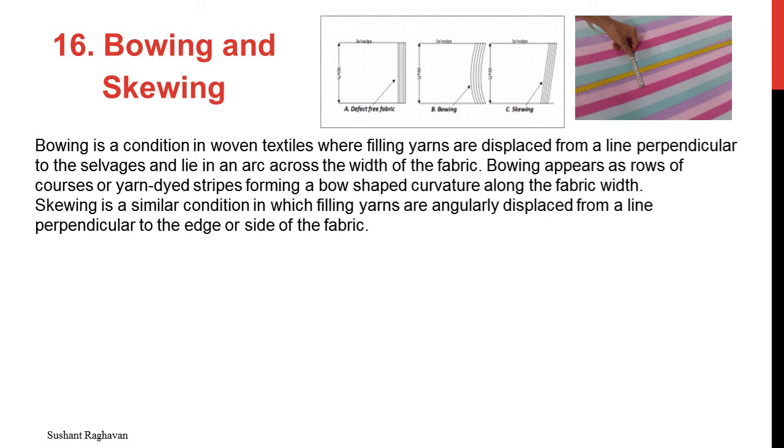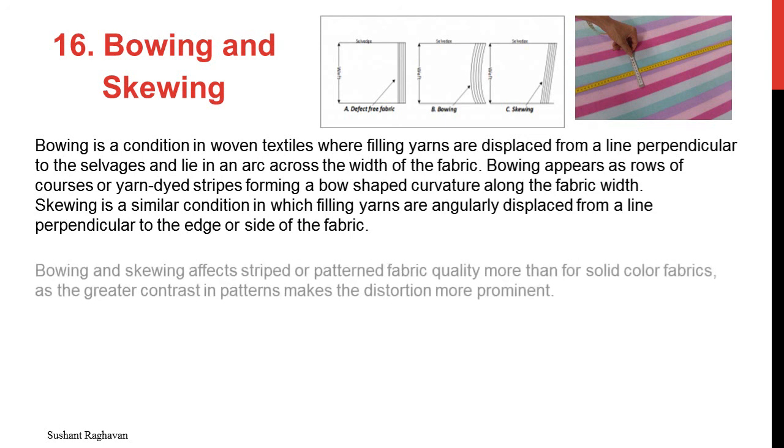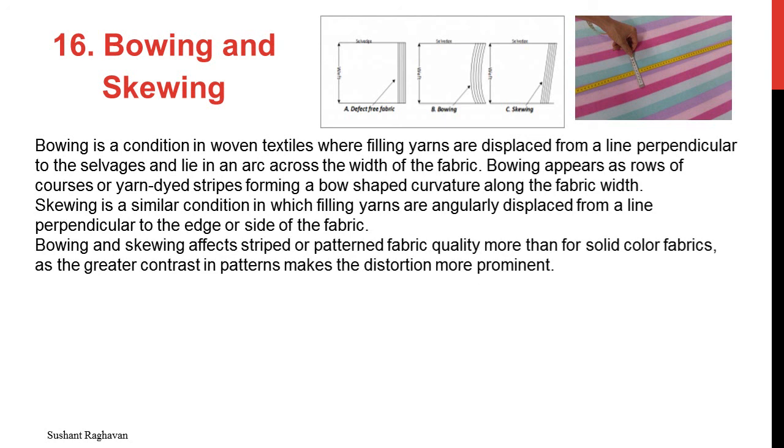Skewing is a similar condition in which filling yarns are angularly displaced from a line perpendicular to the edge or side of the fabric. Bowing and skewing affect striped or patterned fabric quality more than solid color fabrics, as the greater contrast in patterns makes the distortion more prominent.